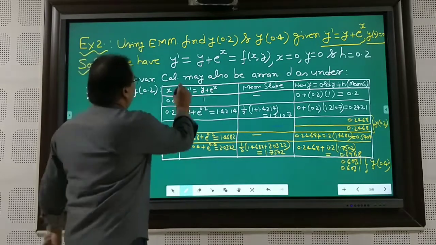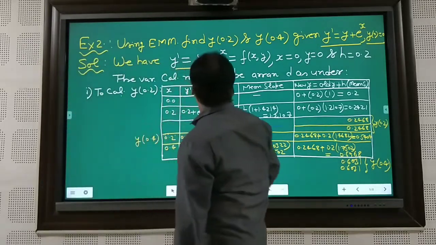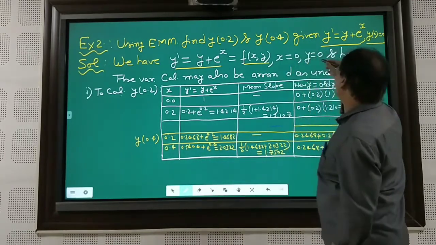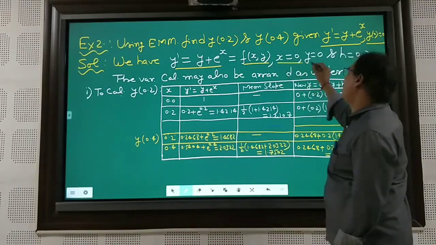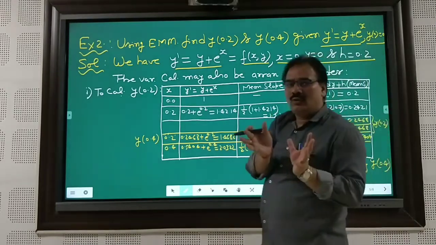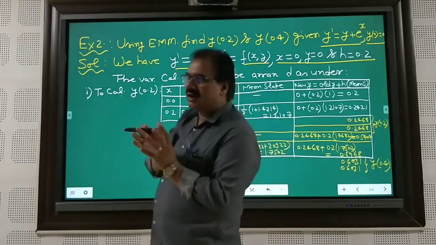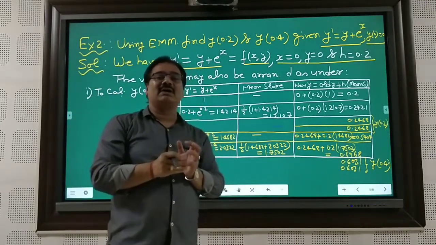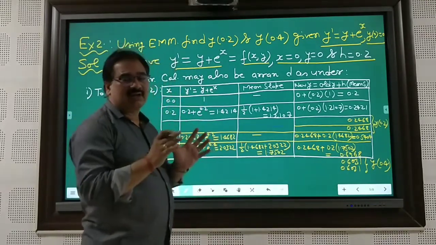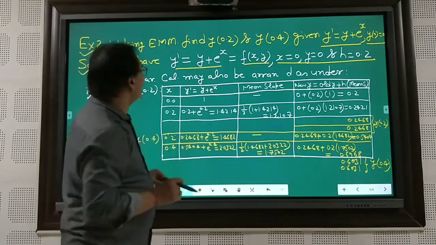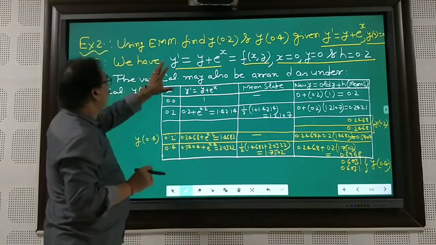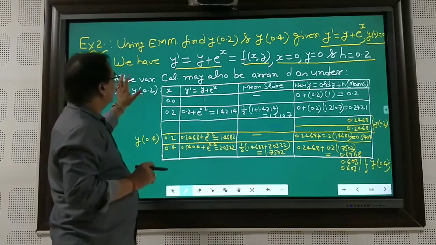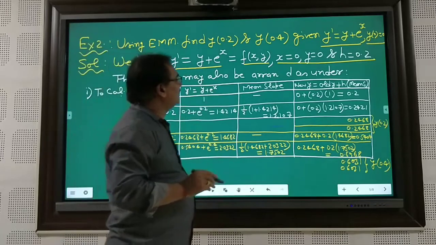So we have y dash, it is given y plus e power x, that is f of x, y, of course, and x naught is equal to 0, y naught is equal to 0, and h is equal to 0.2. So first of all, you have to write in the first two lines the given initial conditions, the given differential equation, and the given function of x and y. Then after doing this, you can look at this calculation, which may also be arranged under.